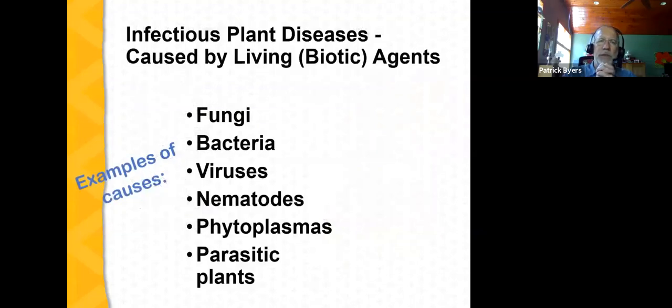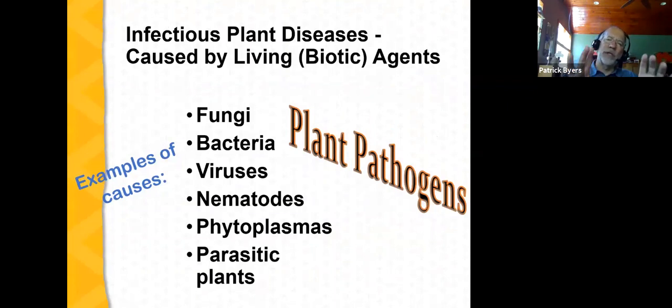So what causes disease? What are these living agents that cause diseases? I've been through this list already, but we'll talk about it again. So it could be a fungus. In fact, many diseases are caused by fungi. It could be a bacteria. It could be a virus. It could be a nematode. It could be a phytoplasma, or it could be a parasitic plant. I haven't mentioned that, but parasitic plants attack other plants and cause diseases. We collectively call these biotic agents plant pathogens. A pathogen is something that causes a response. In our case here, we're talking about pathogens that cause plant diseases.